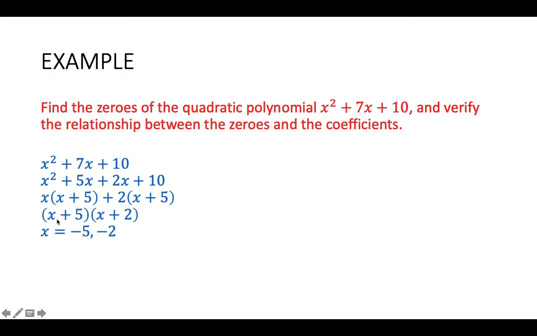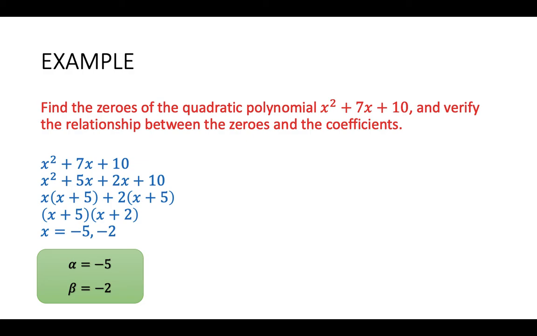Why? Because we can have x plus 5 is equal to 0. If x plus 5 is a zero of a polynomial, we can write it as x plus 5 is equal to 0, or we can say x is equal to minus 5. Similarly, x plus 2 is equal to 0 or x is equal to minus 2. Now, these are the two values of alpha and beta. Alpha comes out to be minus 5 and beta comes out to be minus 2. Now, these are the zeros of a polynomial. Our first part is done.